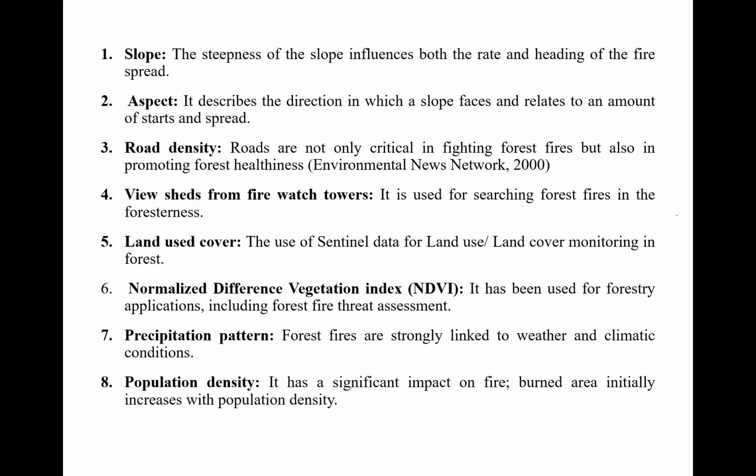Next one, land use, land cover. Land use, land cover means, in that forest area, how much was used? Was it land use? Was it land cover? Some urban areas are there. Next one, NDVI. You have to generate the normalized difference vegetation index. Which one is the vegetation map? Which one is the non-vegetation map? Then precipitation pattern. Suppose fire is there, we have to identify some tanks. Tank means not a general tank, it's a pond.